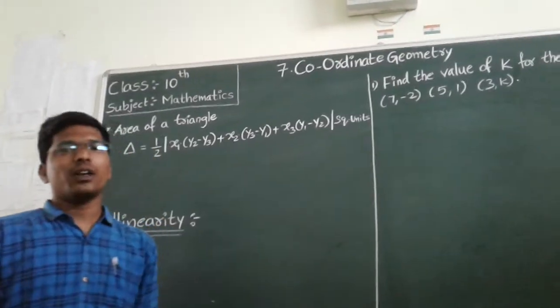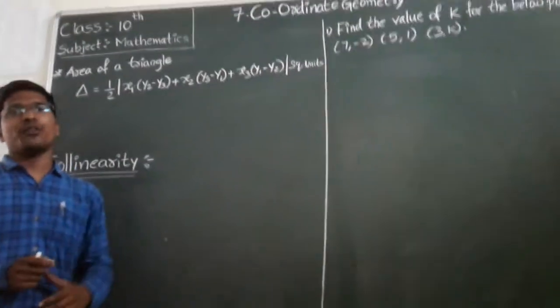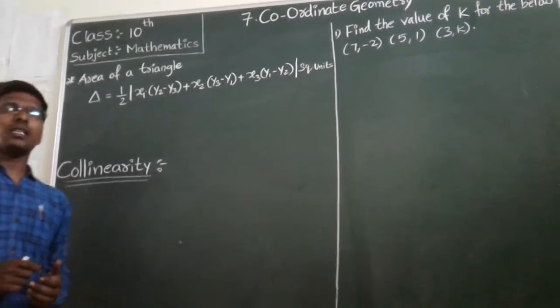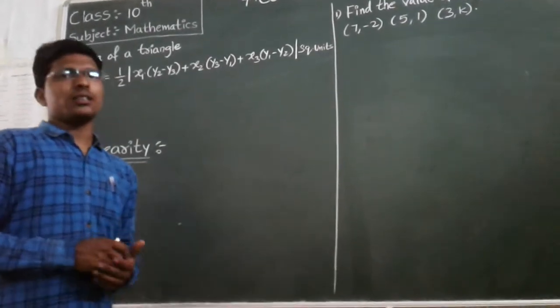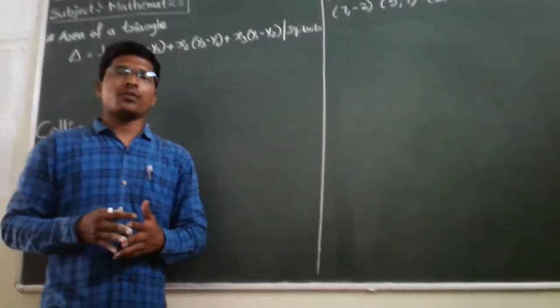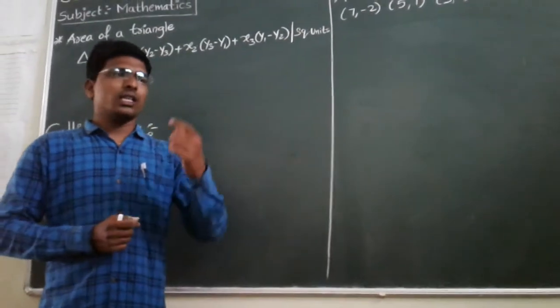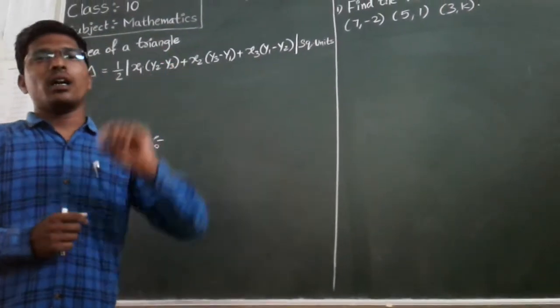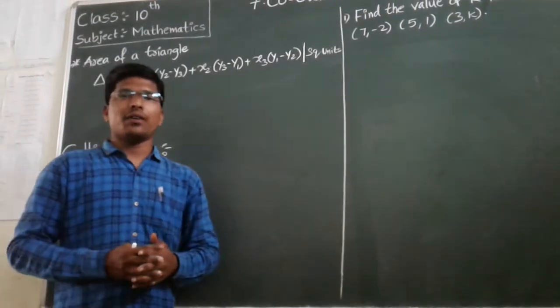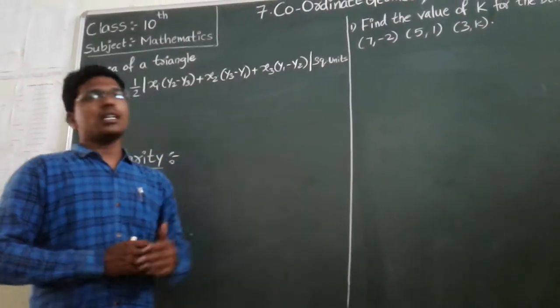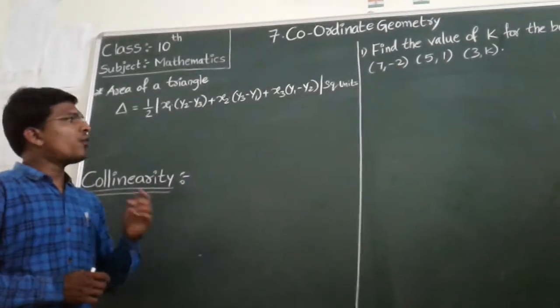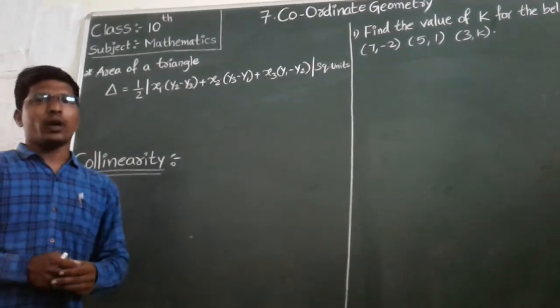So in the previous class we have learned the topic area of a triangle. In the previous classes, 6th and 7th, we learned the formula for area of triangle, half into base into height. There will be a given base value and height value to find out the area of the triangle. But in the 10th class, in coordinate geometry, for a triangle, he will give you 3 points.